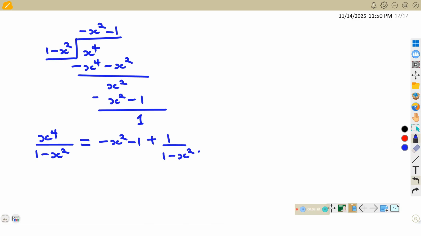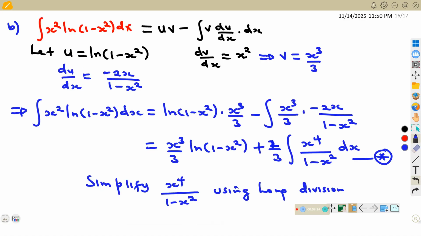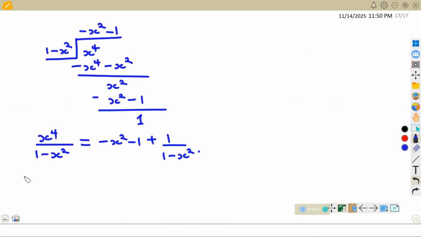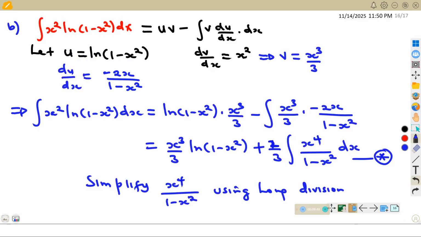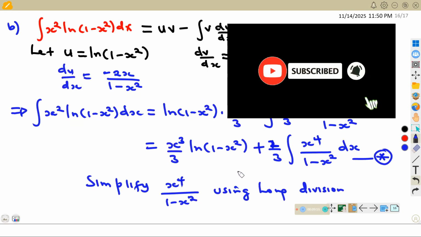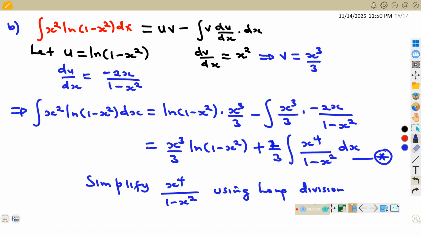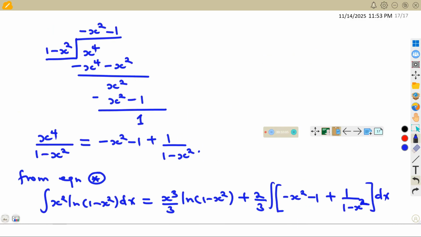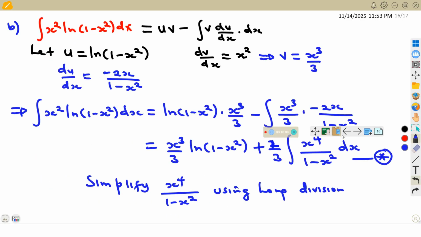So we shall again come back to equation star. We shall come back to equation star, and from equation star, we shall have the integral of x squared ln of 1 minus x squared dx to be the same as, so it will be x to power 3 divided by 3. So from our equation star, we shall be able to substitute this back.